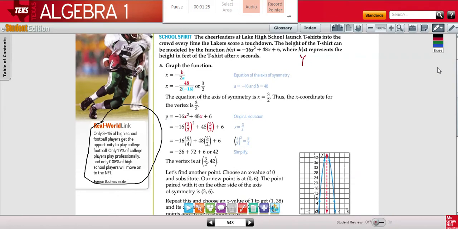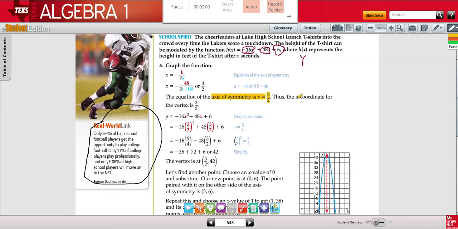So the first thing it says is graph the function. Remember, as we've done in the past examples, the first thing we're going to do is find the equation of the axis of symmetry. We're just going to use the formula negative b over 2a. Using the equation they gave us, we can see that a is negative 16, b is 48, and c is 6. Plugging those numbers into our equation, we get x equals 3 over 2. So the equation for the axis of symmetry is x equals 3 over 2.